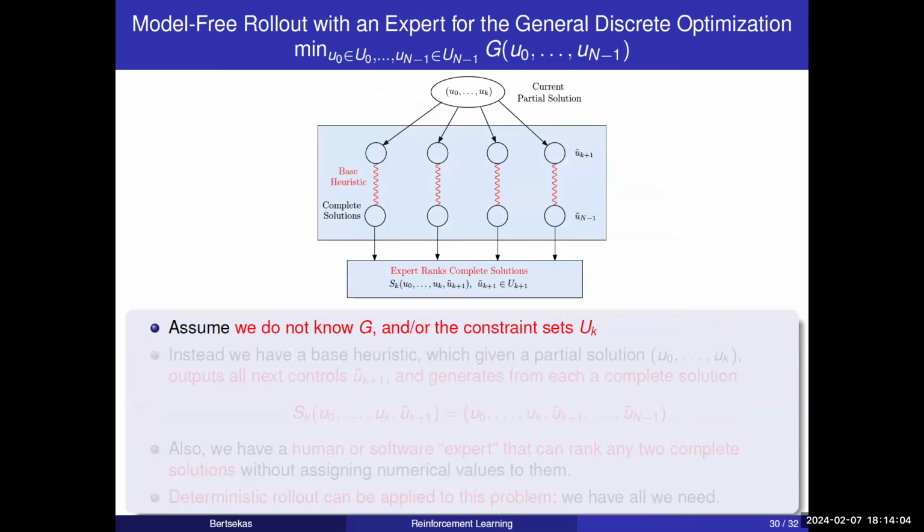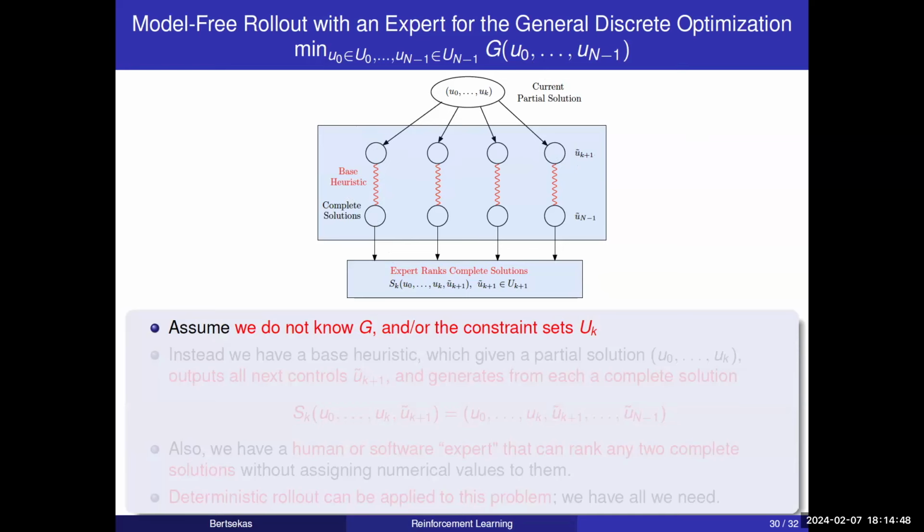The last variant is called model-free rollout with an expert. This one is interesting. Okay, so if you have this general discrete optimization problem, which I talked about earlier, you have controls that correspond to variable assignments, and you have this cost function G, which you give the variable assignments to, and we want to choose variable assignments such that the cost function G is minimized. Starting at a current partial solution, rollout looks ahead one step and runs some base heuristic to the end. And ideally we get a cost obtained here and we can choose the minimum Q factor and continue.